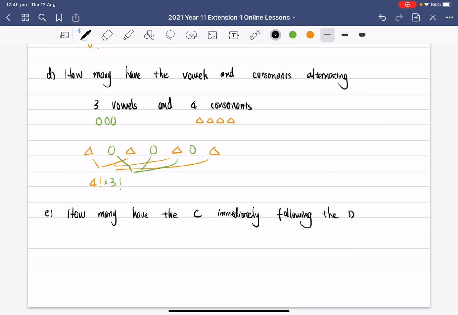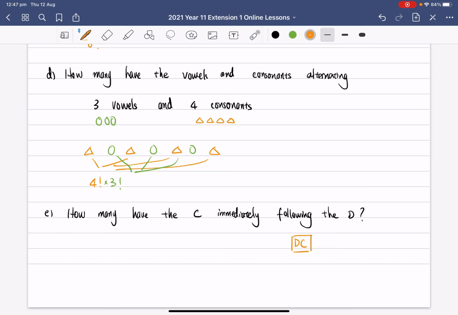So what does that mean? You want C immediately following the letter D. In this case, that just means the C and D must stay together. Immediately following, so there is nothing in between. So we're going to have a C and a D together, and we also need to make sure that D is before C. C immediately following the D, so in this fashion, D and C as a group.